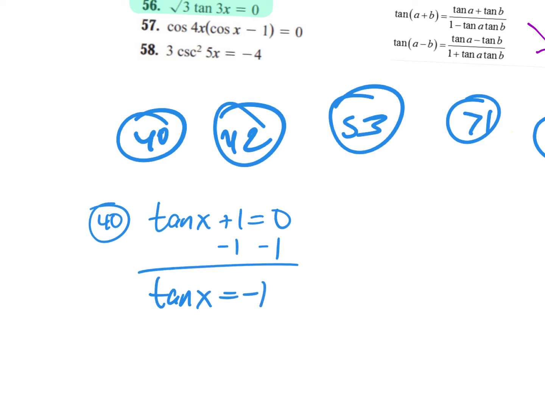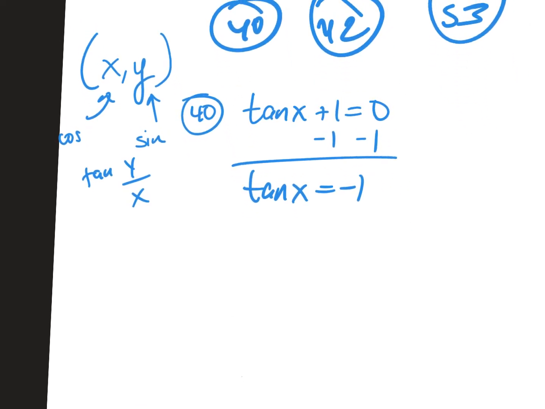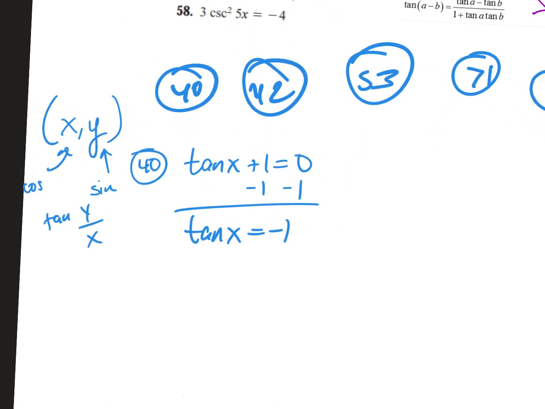What does that tell me? Anybody remember? If we're talking about an ordered pair on the unit circle, I have an x and I have a y. What is the x value? Cosine. What is the y value? Sine. What is tangent? Y over x. Sine over cosine, however you want to look at it. So you're going to have to go to your unit circle and say, okay, which ordered pairs give me, when I take the y value and put it over the x, -1 as my answer?